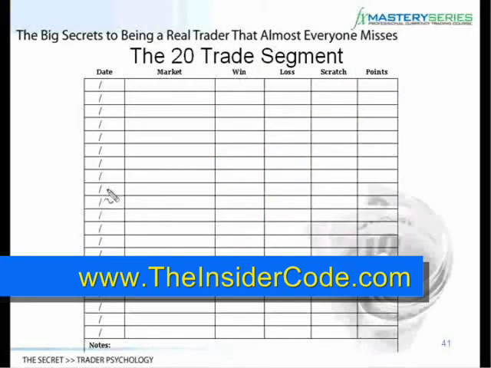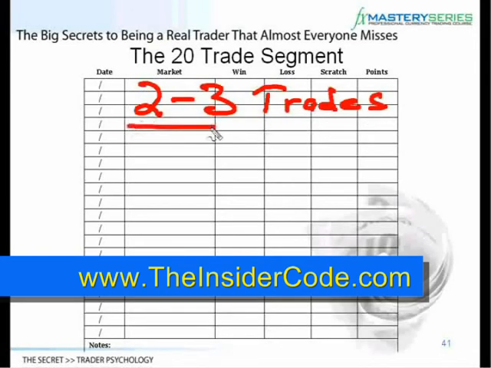Now, one of the things that rookie traders will do wrong when they're trying to track their trading is they don't look at enough trades. Rookie traders will typically only look at the last 2 to 3 trades. Now, if every single trade is random and you're just looking at 2 to 3 trades, let me give you a real example. If you had to flip a coin just 3 or 4 times, would you know if it really was 50-50? Of course not. Let me give you another example.